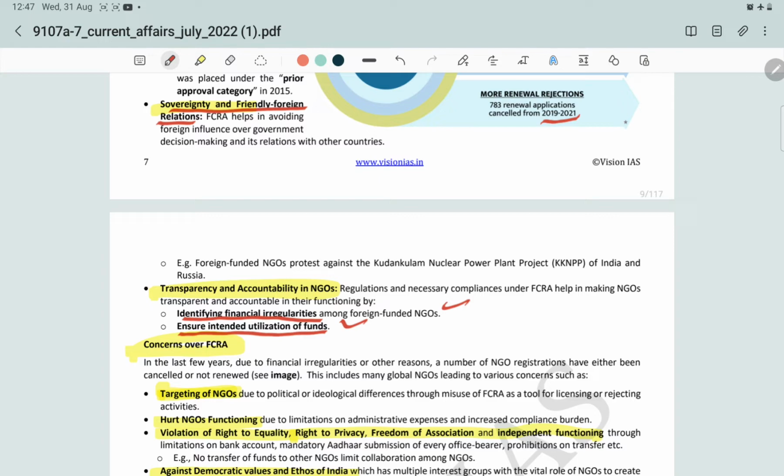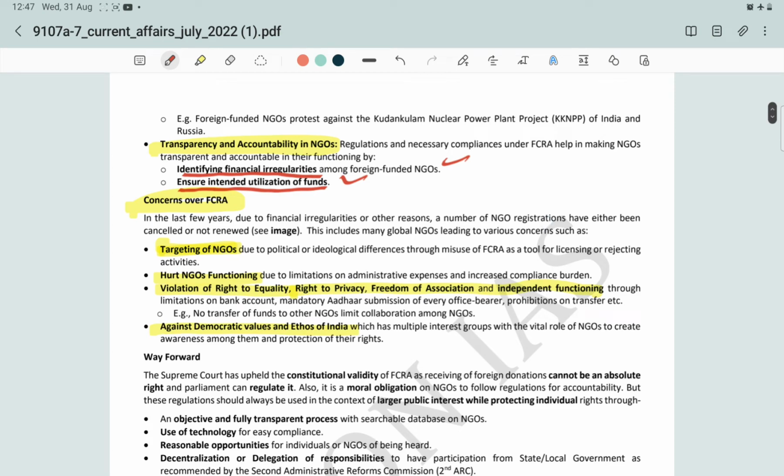And there are so many concerns over the FCRA. What are they? Due to political or ideological differences, through misuse of FCRA, it is used as a tool for licensing or rejecting the activities by the government. It also hurts NGOs' functioning due to limitations on administrative expenses, because it was reduced to 20%, which was earlier 50% of the contribution, and increased compliance burden.